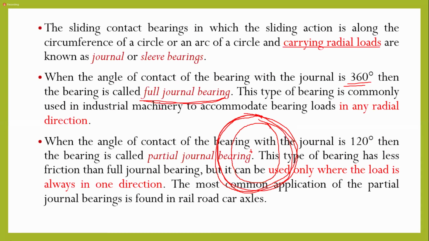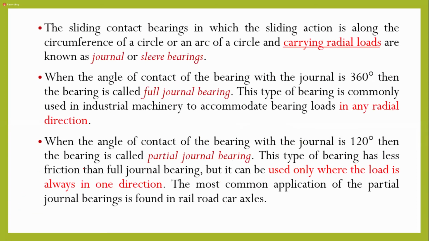And this type of bearing is normally used in industrial machinery to accommodate bearing loads in any radial direction. Sometimes it may be in this direction, sometimes in this direction; along the radial, the load may act in any radial direction.